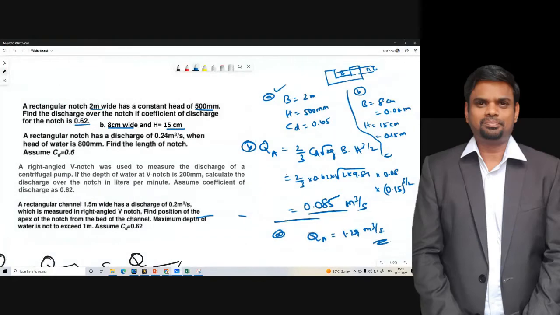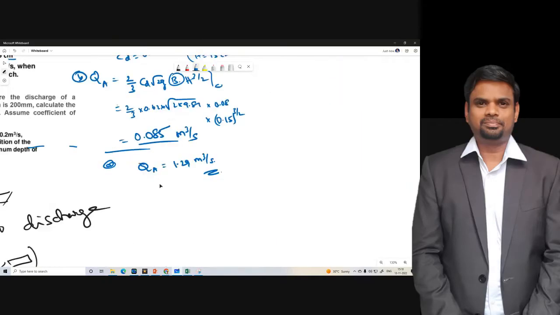So we have another problem where it is given that a rectangular notch has a discharge of 0.24 meter cube per second, when the head of the water is 800 mm. Find the length of the notch. How to solve this problem? Assume CD equal to 0.6. It's easy to find that, right? B is asked, so in reverse we have to find. In the formula, the only unknown parameter is B.